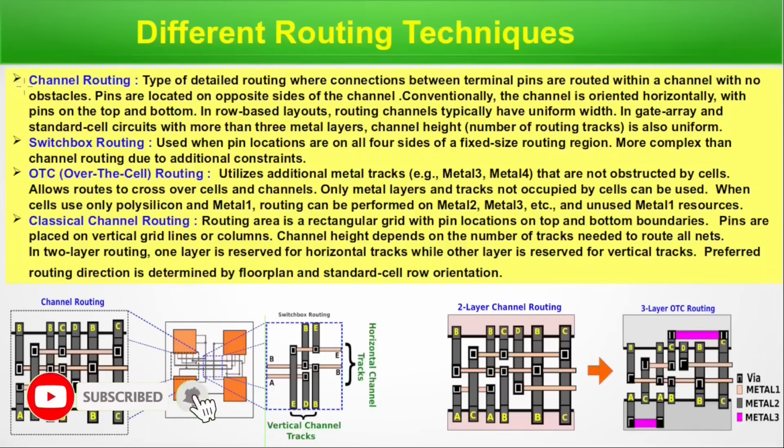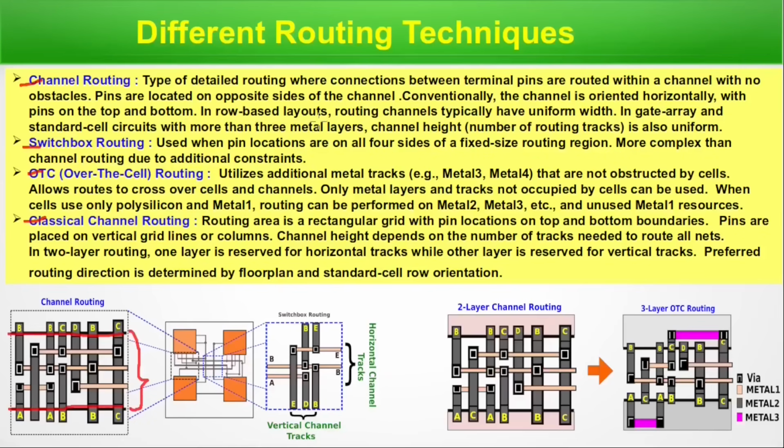Different routing techniques: channel routing, switchbox routing, OTC or over-the-cell routing, and classical channel routing. Types of detailed routing. The first one is channel routing. It is a type of detailed routing where connections between terminal pins are routed within a channel with no obstacle. This is the channel and there is no obstacle, and pins are on opposite sides. The connections run from left to right, that is horizontally. Conventionally, the channel is oriented horizontally, with pins on top and bottom.